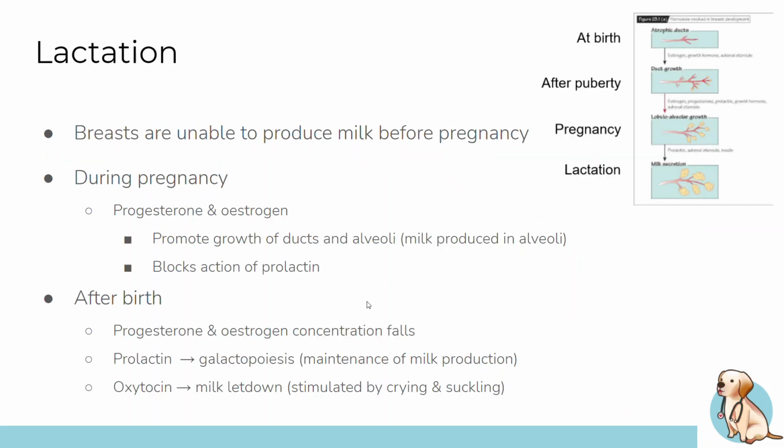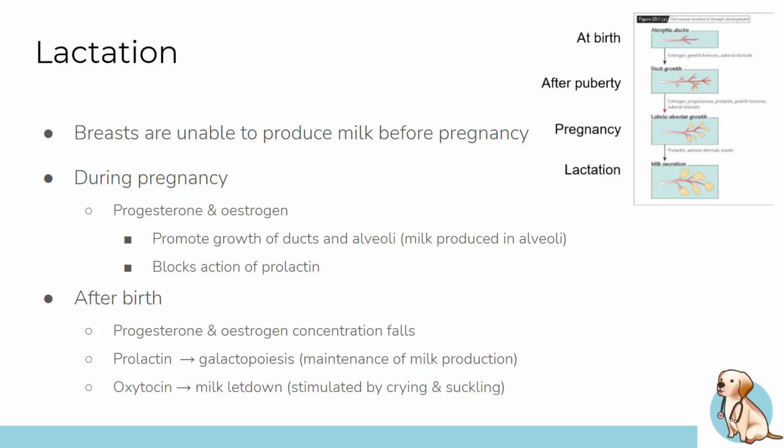After birth, lactation is very important. Before pregnancy, breasts are actually unable to produce milk. It's during pregnancy when progesterone and estrogen promote the growth of ducts and alveoli, which is where the milk is actually produced. Progesterone and estrogen also block the actions of prolactin during pregnancy. After birth, progesterone and estrogen concentration dramatically falls, so prolactin is no longer blocked.